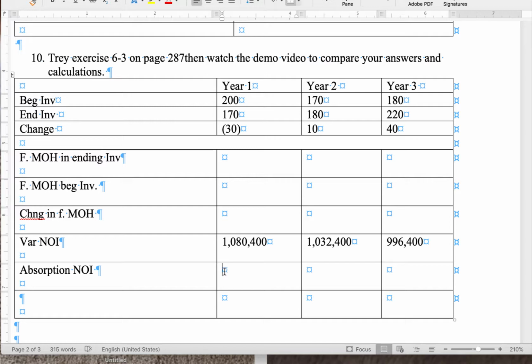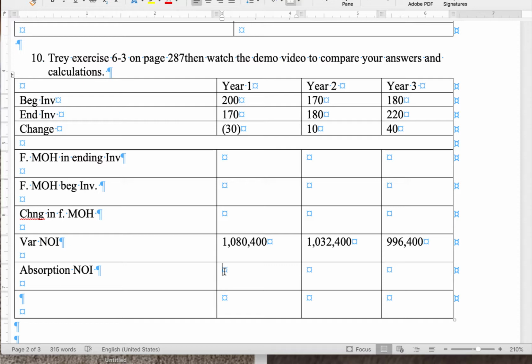What we're going to do is calculate the change in inventory. I started with our beginning inventory, and then I plugged in our ending inventory, and I asked, what's the change in inventory? Is it going up? Is it going down? And if so, by how much? So in year one, we see that inventory is going down by 30 units. In years 2 and 3, inventory is actually increasing.